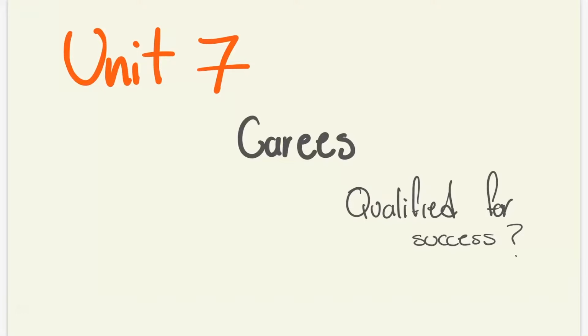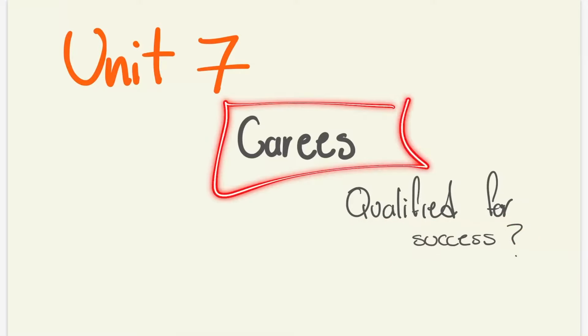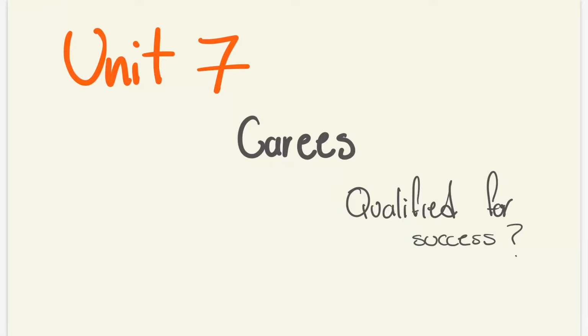Hello everyone, as you can see, this is the grammar video that corresponds to unit number 7, and we have as title Careers, and we have a question. Qualified for success. This in Spanish means carreras, refiriéndose a las carreras profesionales, y aquí se nos plantea una pregunta. ¿Calificado para el éxito? Very good.